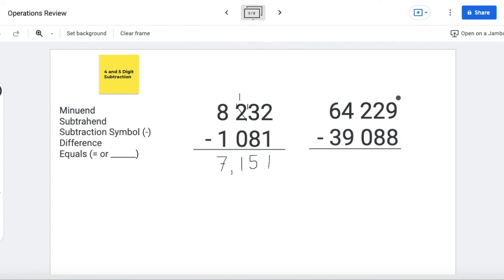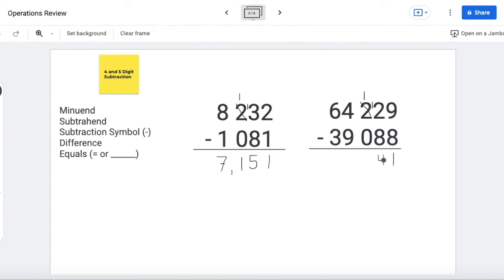64,229 subtract 39,088. 9 subtract 8 equals 1. We come over to the tens place, and again, we have to regroup. We can't take 8 from 2 because the 2 is part of our larger number, our minuend. We have to regroup. We borrow or regroup from the hundreds place, that 2 becomes a 1, and the 2 in our tens place becomes 12. 12 subtract 8 is 4.